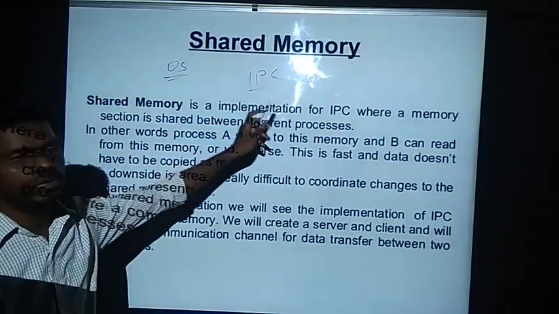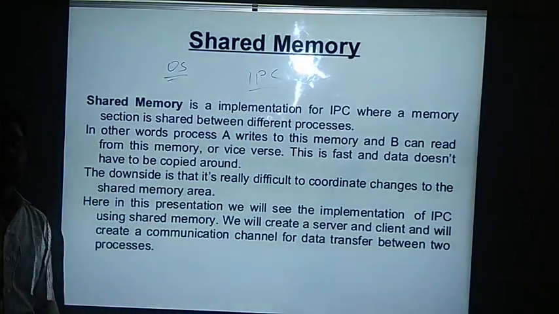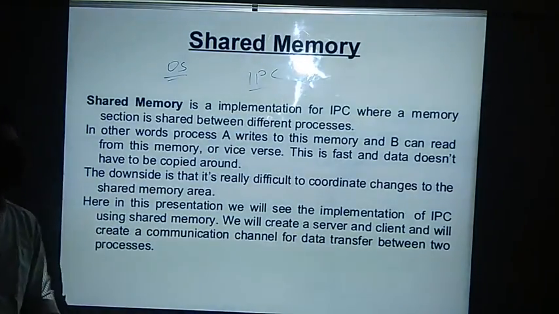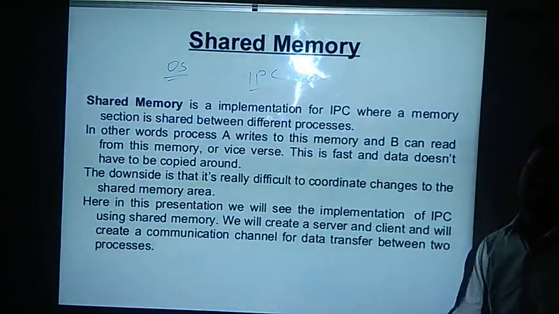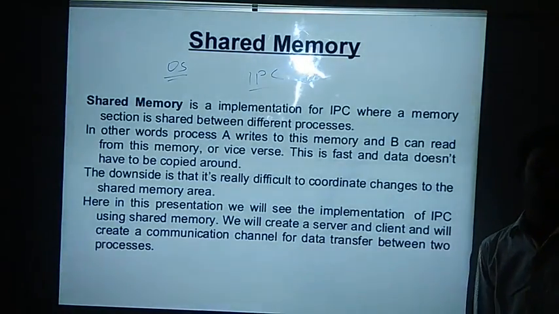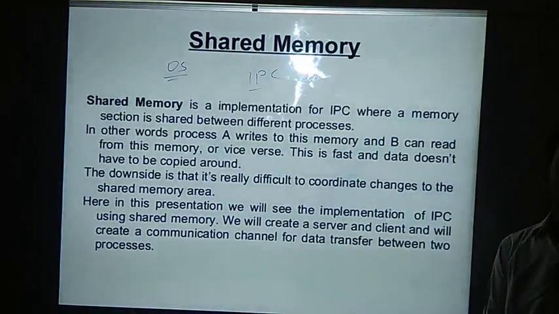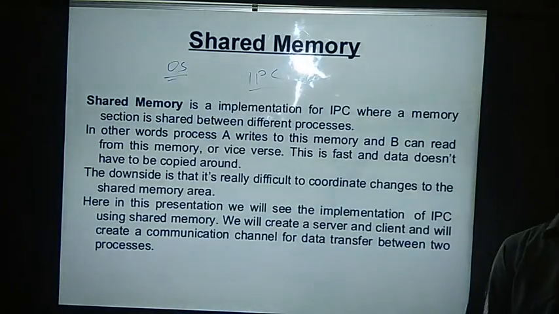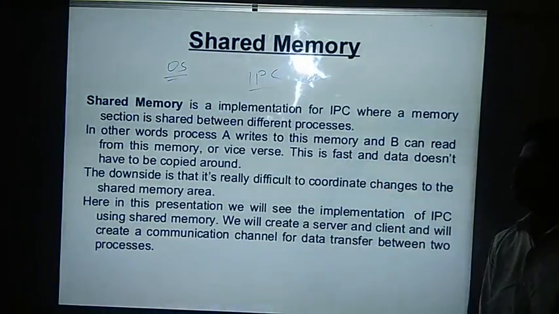In our previous lecture we discussed IPC, that is inter-process communication, and we saw two ways of inter-process communication. One is shared memory and the second one is message passing. In today's lecture we will look at a little more information about shared memory. In our next lecture we are going to see one problem which will be solved based on shared memory, called the producer and consumer problem.